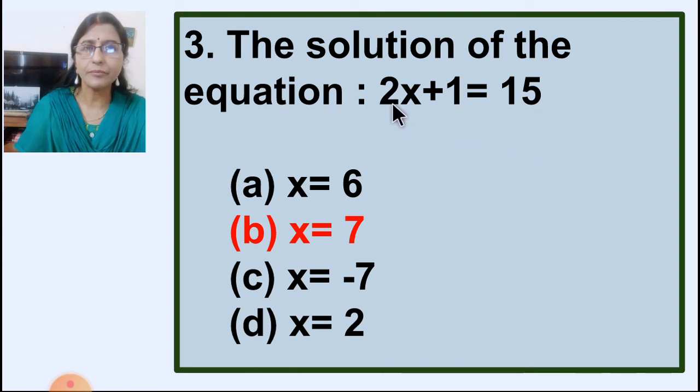And then we will have to remove 2 from this 2x. So 2 is multiplied by x, so we will divide the left side by 2, and the right side also by 2. And 14 divided by 2, we will get 7. So this way you are going to solve the equation and you will get the solution of the equation.